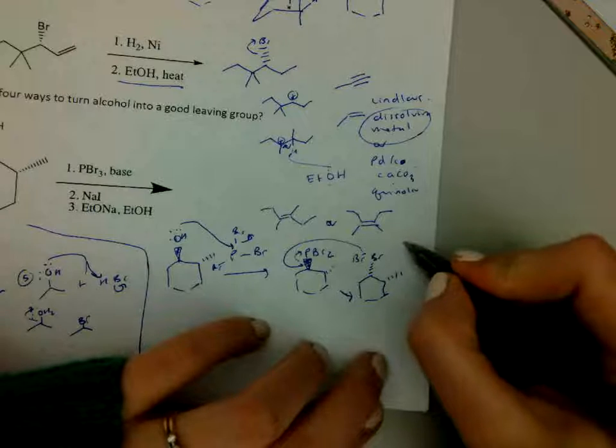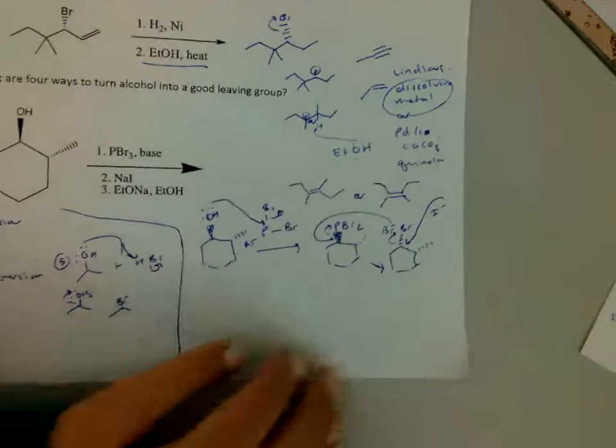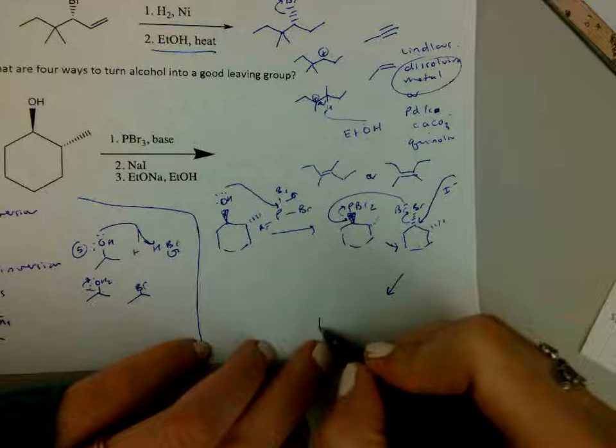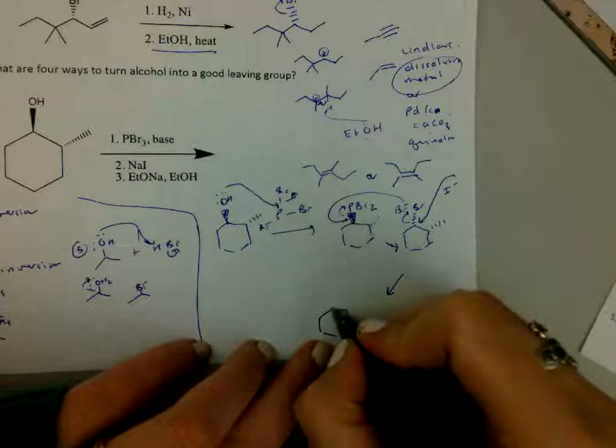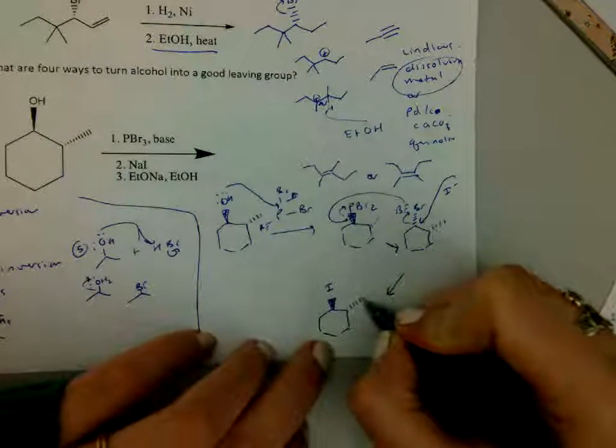So this I minus is going to come in and kick out your bromine. And it's going to proceed with an inversion of stereochemistry because it's an SN2 reaction. And then you have this methyl.